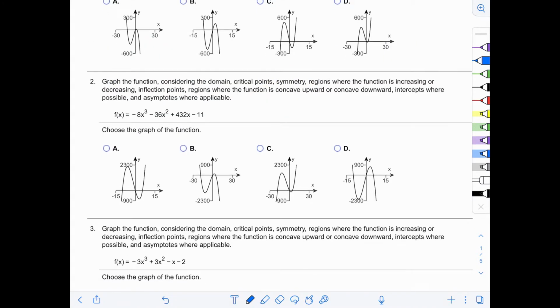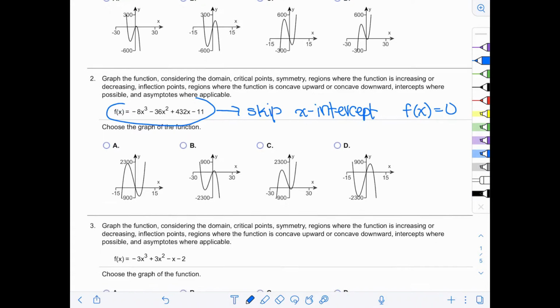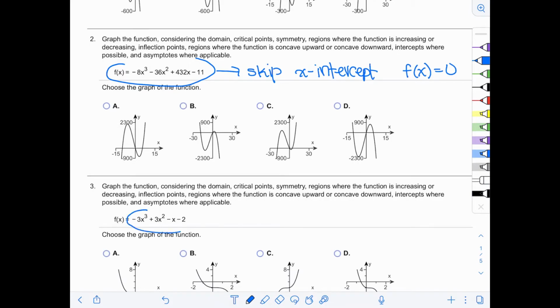And the same is true for number 2. So for this one, you can also go ahead and skip the x-intercept. And just to recap, the x-intercept is when you set the original function equal to 0. I will say for either one of these, and the same thing for number 3 here as well, skip that. So while for all of these problems I'm asking you to skip the x-intercept, I am going to show you an example of one where you can find the x-intercept. Just right here.